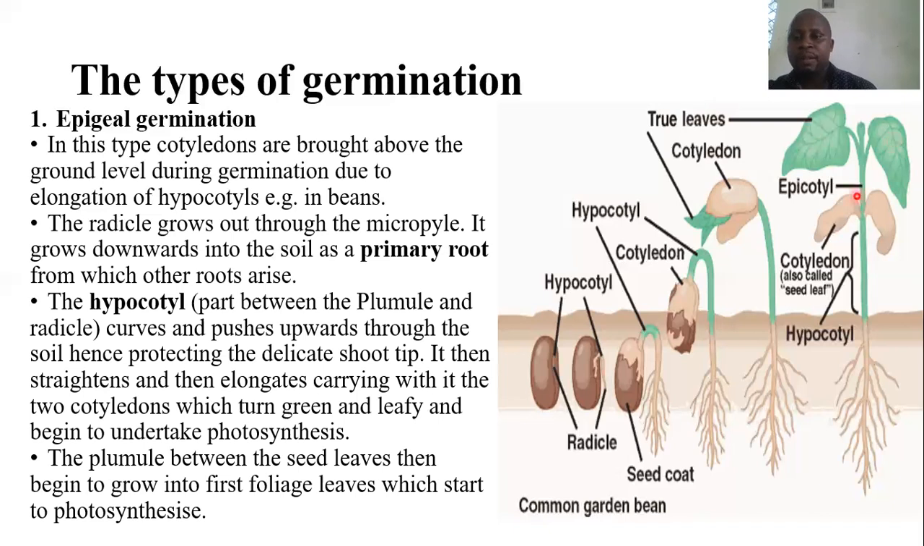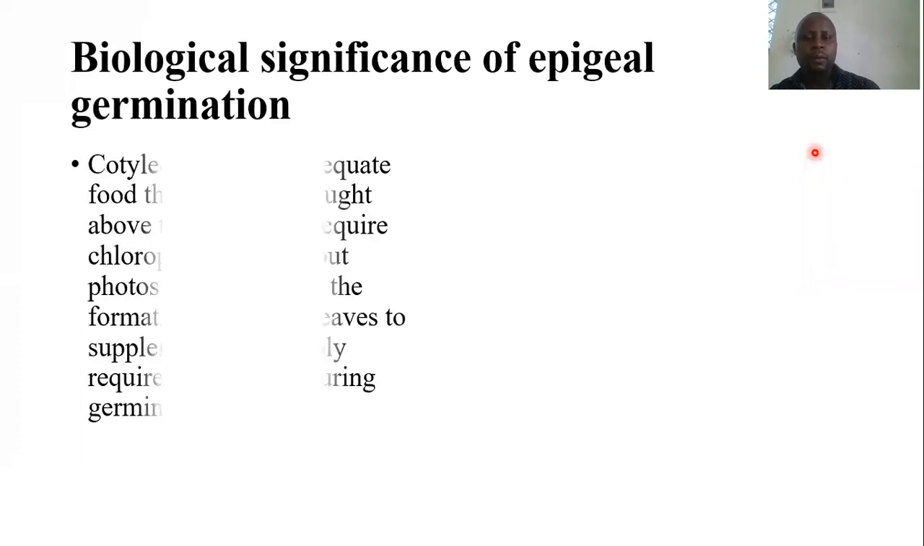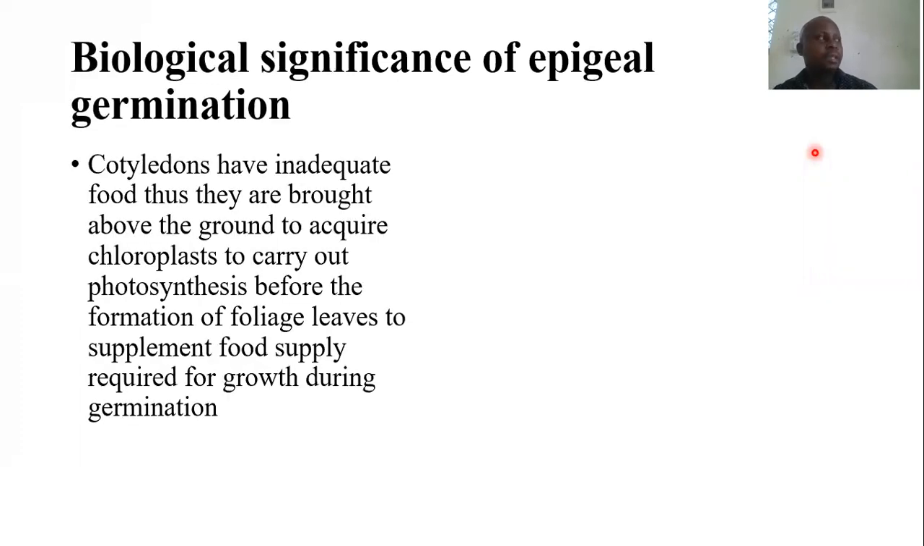Then later, the cotyledons may dry up and be shed when this plant is capable of manufacturing its own food. And that is the process of the epigynous germination. So, now we want to go to the second type of germination. But before we go there, let us discuss the biological significance of epigynous germination.